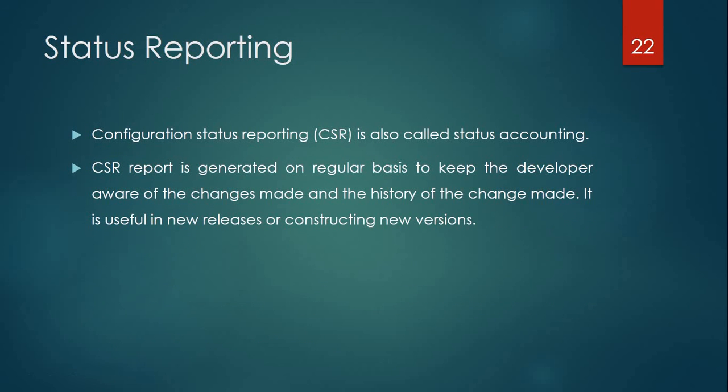Next is status reporting. After all of these, the last part is status reporting. Configuration status reporting is also called status accounting. A CSR report is generated on a regular basis to keep developers aware of the changes made and the history of the changes made. It is useful when making a new release or constructing new versions.